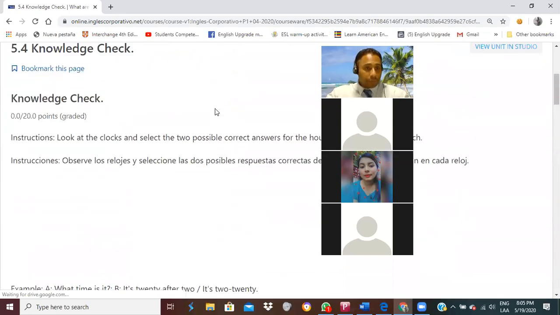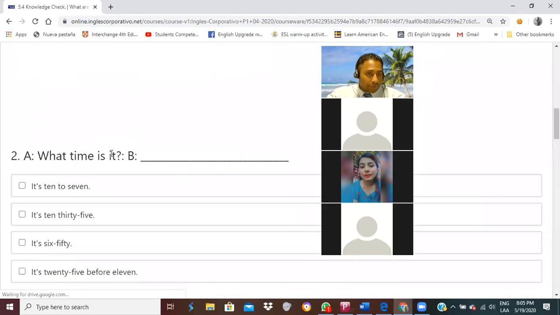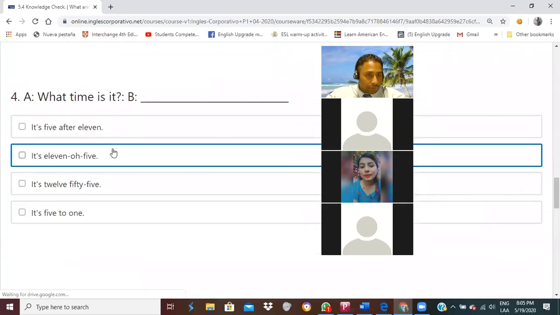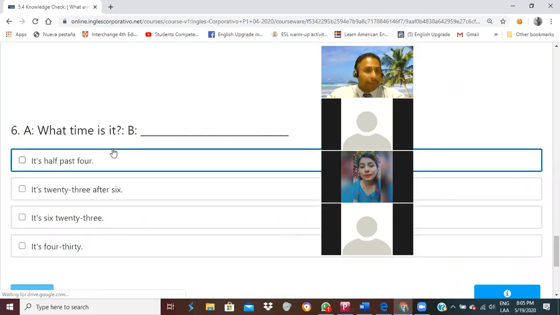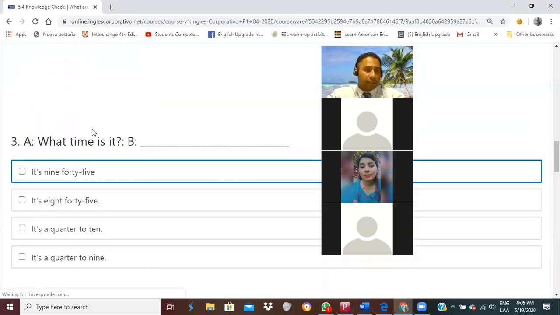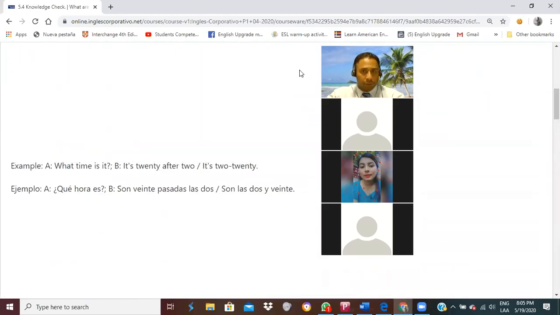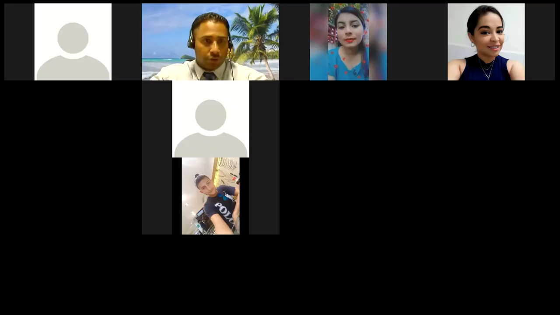So, a mí no me ha cargado la foto. ¿A ustedes les han cargado la foto? Sí. Okay. Tienen que escribir, darle clic a dos maneras de decir la misma hora que le aparezca en la foto. ¿Ya todos hicieron esta actividad o no? Sí, ya. La vamos a hacer juntos.